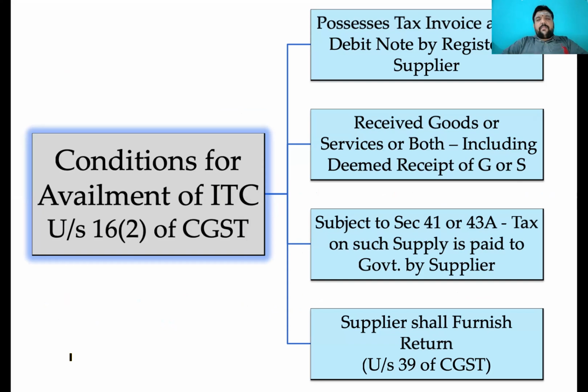The conditions for claiming ITC: a person who claims ITC should be in possession of a valid tax invoice. If you are in possession of a valid tax invoice, then no doubt you are entitled to claim ITC. Sir, I have the original copy of the bill. Can I claim ITC? Yes. I have a photocopy of the invoice. Can I claim ITC? No. Based on the original document of the invoice, a person is eligible to claim ITC.